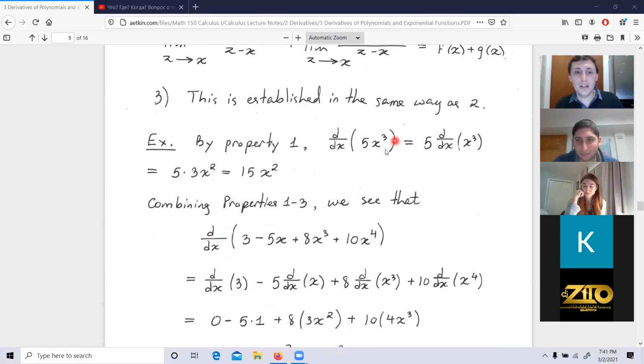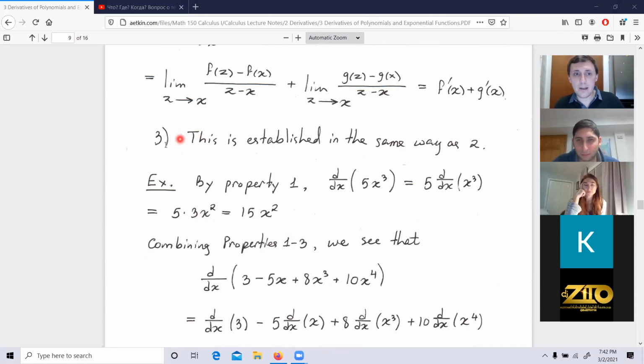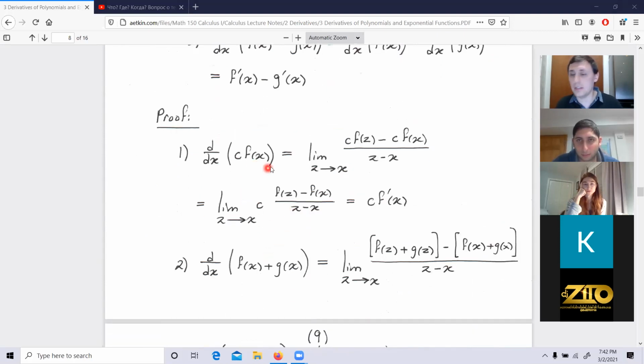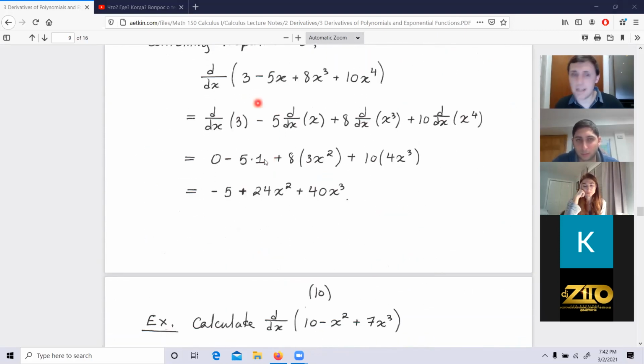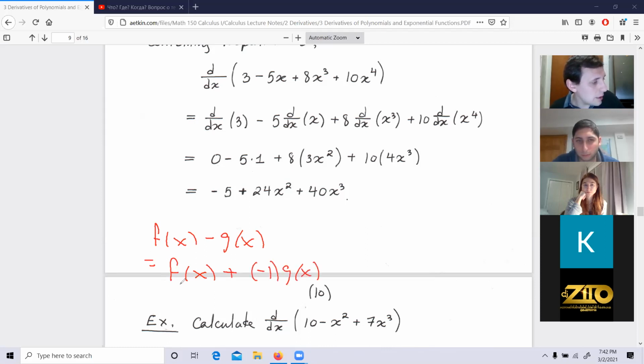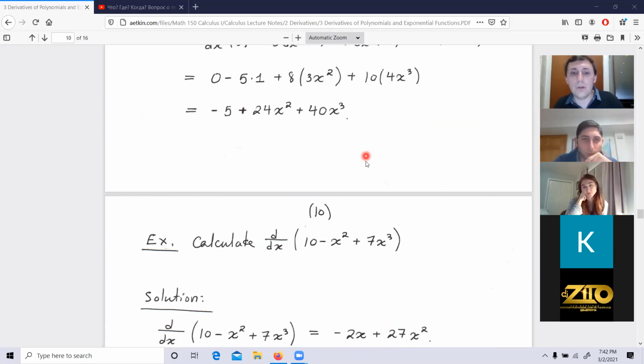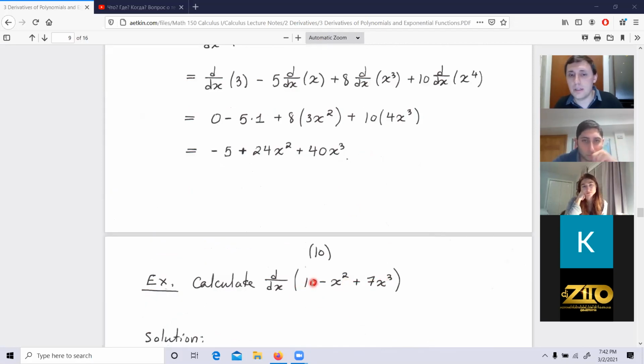Understood, guys? Property 3 is just this. It's scalar multiplication and addition. So if I want to take the derivative of f of x minus g of x, that's the same as taking the derivative of f of x plus minus 1 times g of x. And I already know using laws 1 and 2 how to do that. So property 3 follows either by direct definition or otherwise. It's very obvious. Now calculate the derivative of this expression, guys.